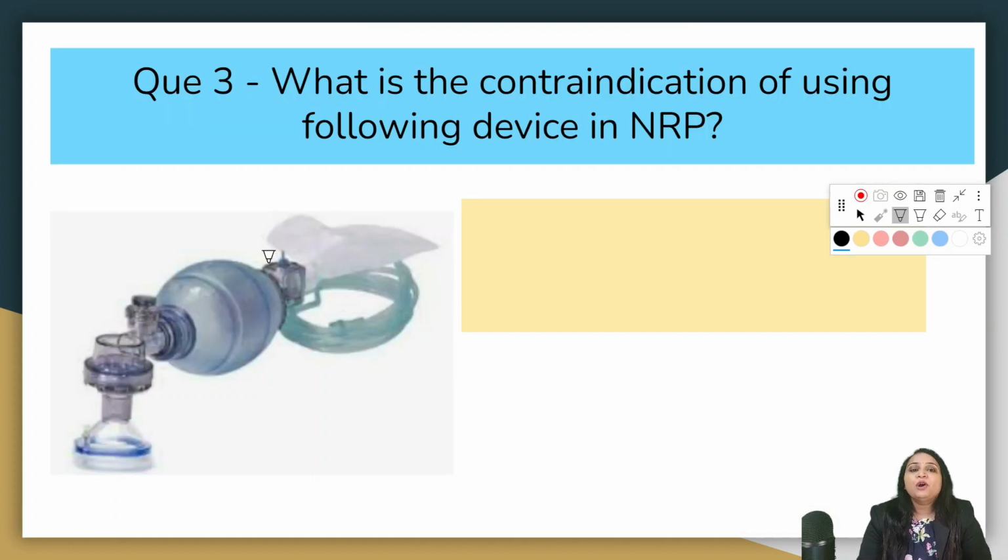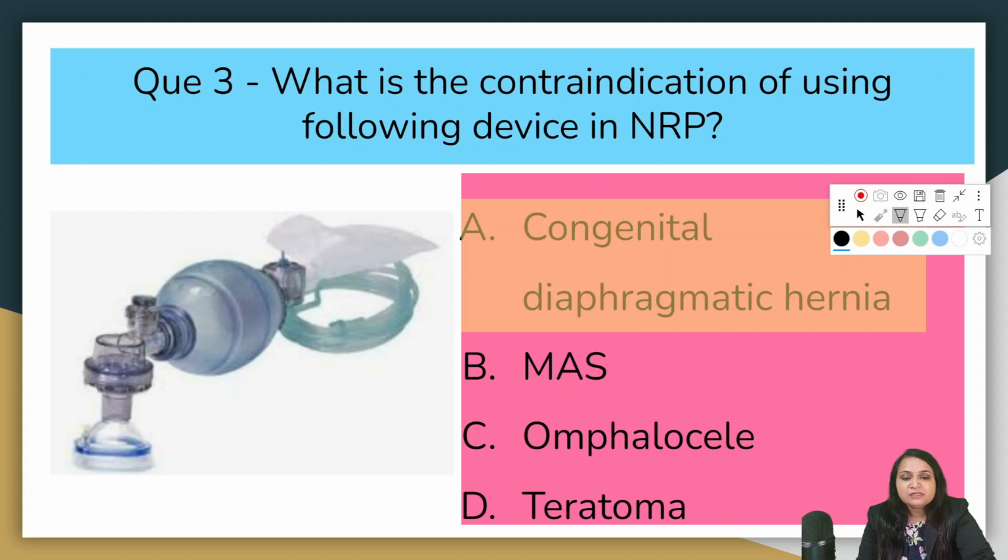So what could be the contraindication of using the following device during neonatal resuscitation protocol? We have already discussed this question, and the correct answer is congenital diaphragmatic hernia. Because whenever there is a congenital diaphragmatic hernia, what happens? This is the diaphragm, and here there are intestine and abdominal content.